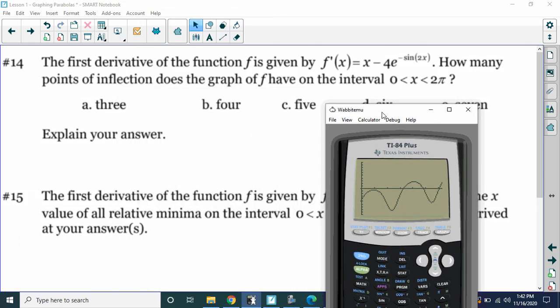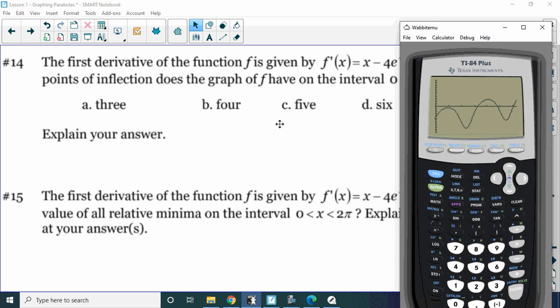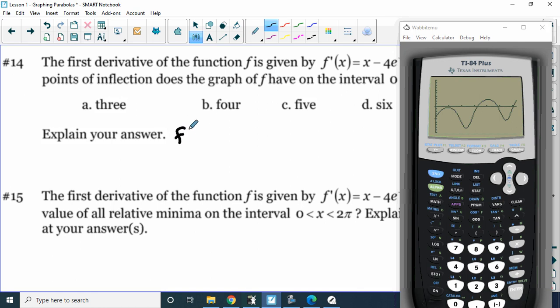We are asked how many points of inflection we have. So points of inflection occur when the second derivative changes sign. So I need the second derivative to change sign. The second derivative is the derivative of this graph. This graph is the first derivative. So the second derivative would be the slope of this graph. So I need to find out how many times the slope of this graph changes.